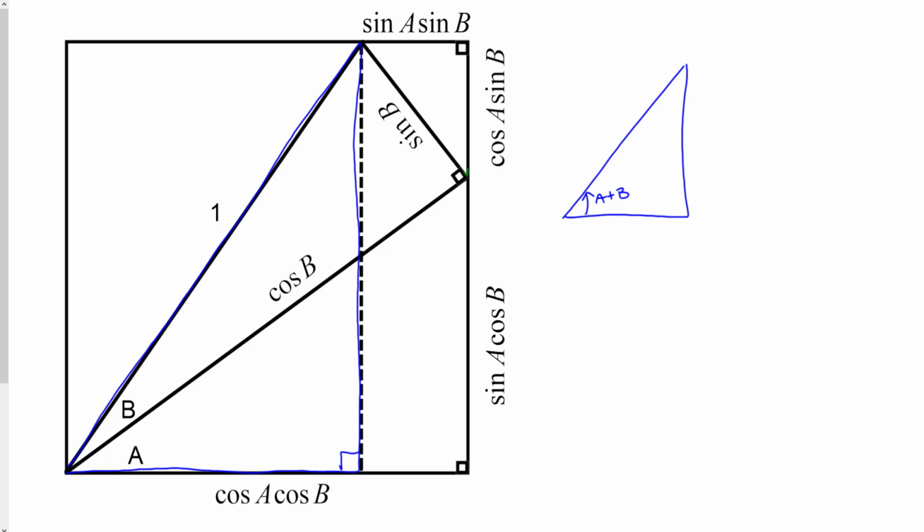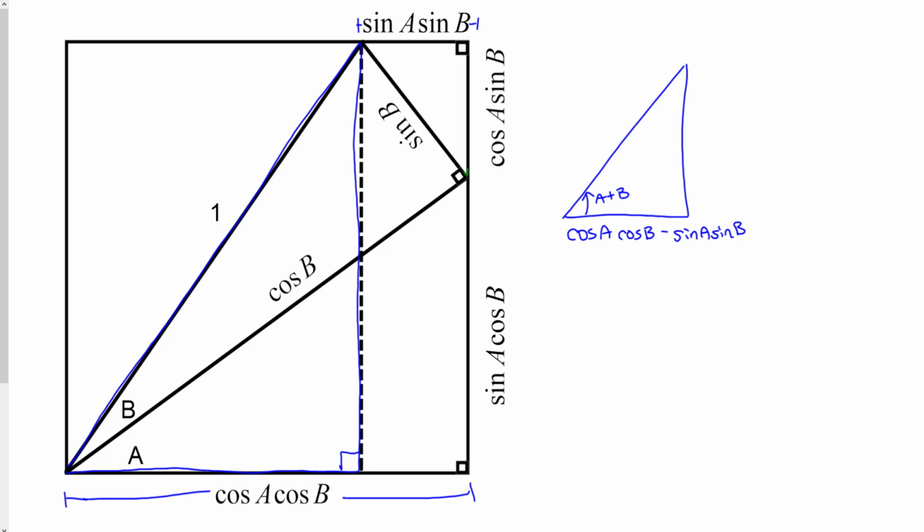The length along the base, from this point all the way over to this point, is cosine A cosine B. From here to here, it's sine A sine B. So the length of this bottom side of this triangle is actually cosine A cosine B minus sine A sine B.